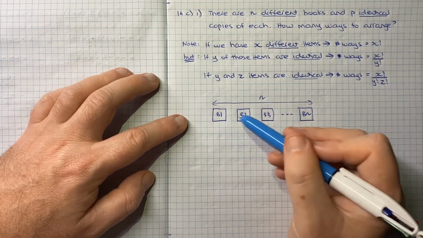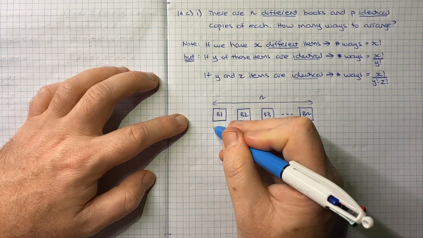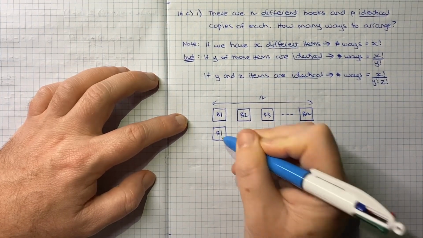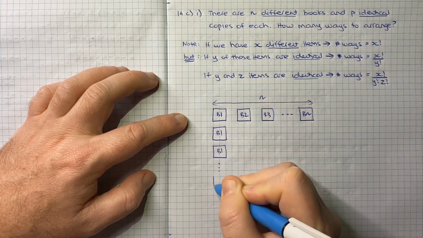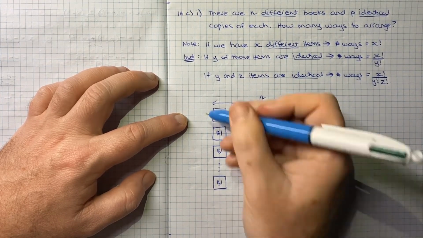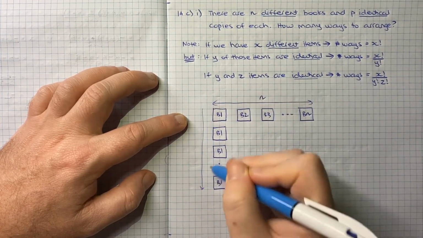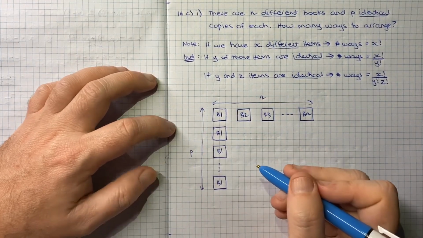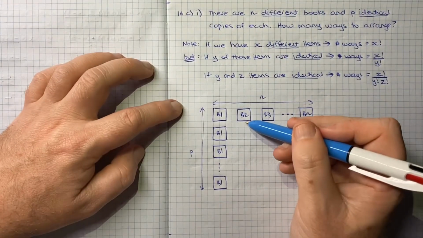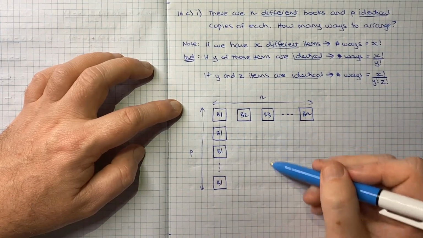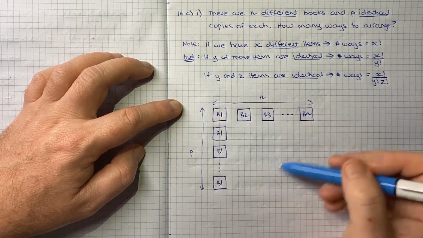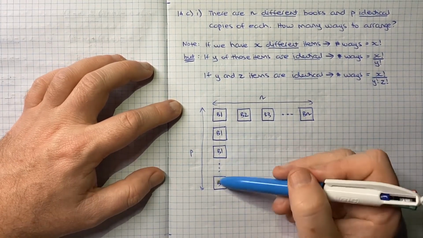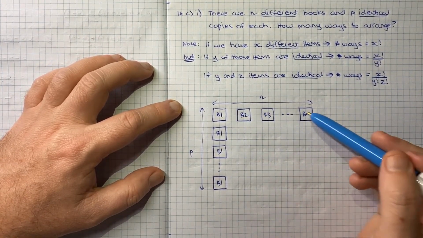But we're told for each of these books, we've got p copies. So we'll have another book 1, and then another book 1, and so on. And then the number of book 1s that we've got is p. And actually, it's the same with the number of book 2s. We've also got p, and the number of book 3s, and all the way up to n. I won't draw them all up, but you get the idea. There's p identical copies of each of these books.